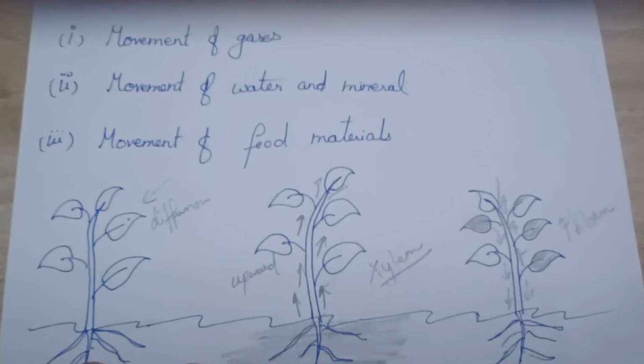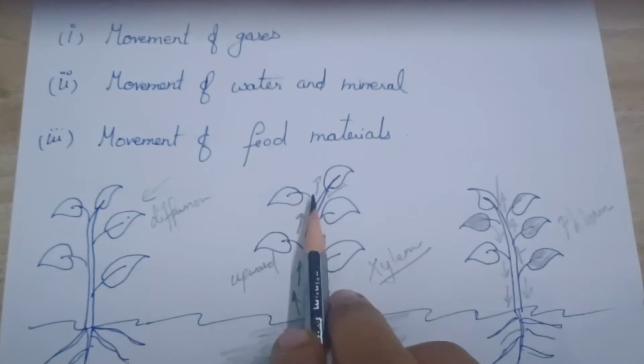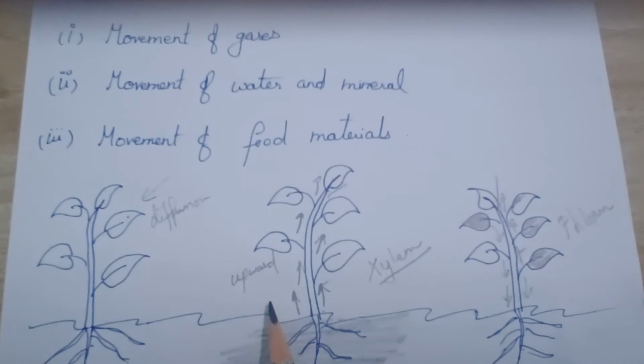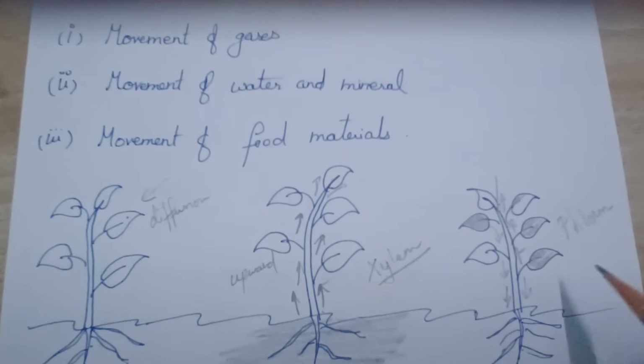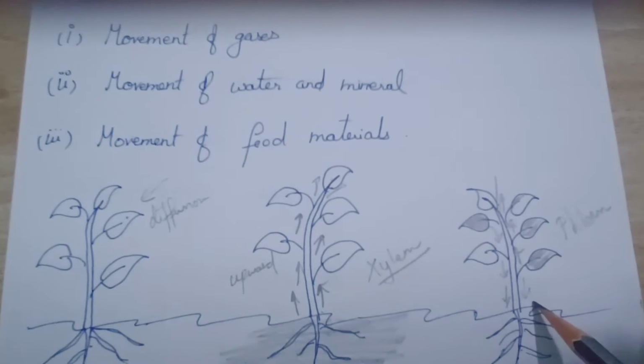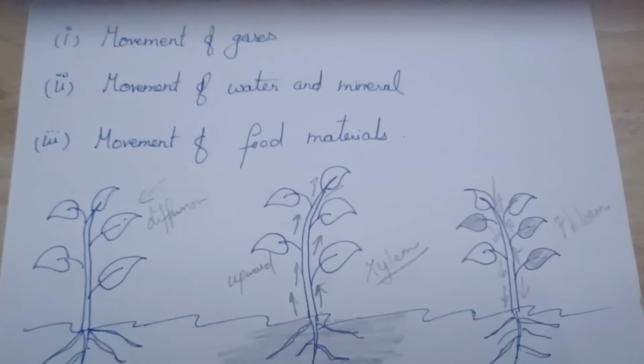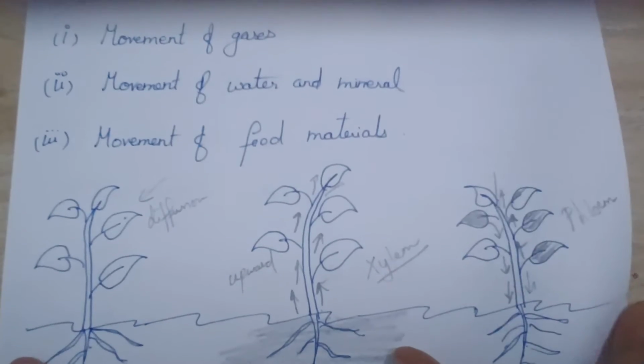This is carried out by phloem tissue. The xylem tissue helps in the movement of water from the ground to all parts of the plant. So only upward movement of water and minerals takes place, whereas phloem helps in the movement of food material. It takes place in both directions, upward as well as downward, right? We will see in detail about the xylem today. In the next class we will see about the phloem.